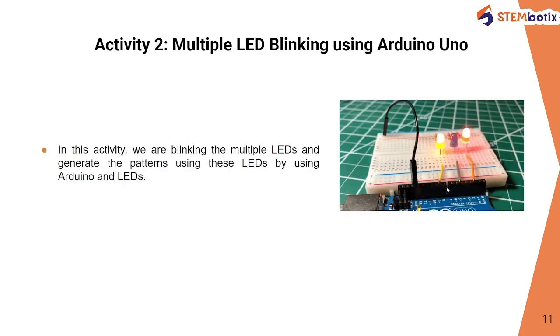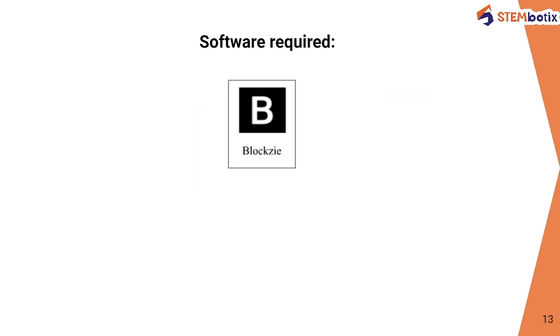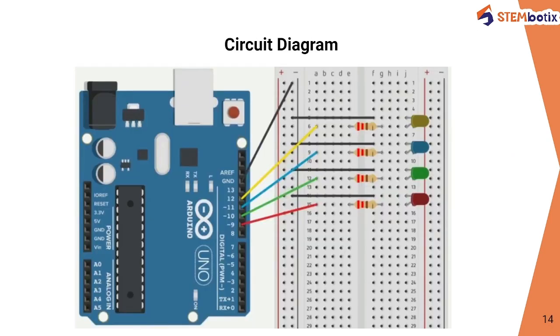As you can see here, the Arduino Uno board is connected with a breadboard, and on this breadboard there are LEDs of different kinds and different colors. The hardware required for this activity is an Arduino Uno board, one USB A to B type cable, a computer or laptop, a few jumper wires, one small breadboard, four LEDs and four resistors. The software we are going to require is Blockzie, and this is the circuit diagram.